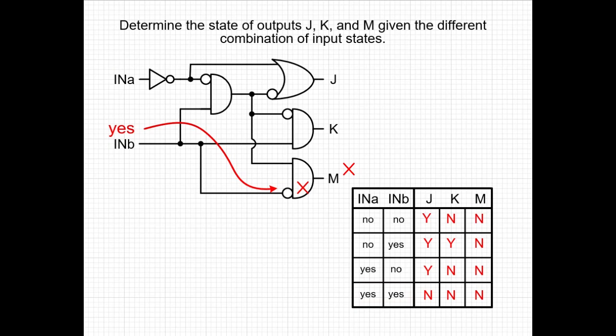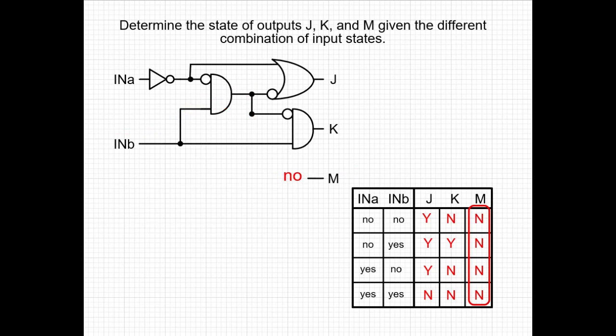I indicated in the previous session that there was something special about the M output. Note that when the B input is active, M is inactive. But when B is inactive, M is still inactive. In other words, no matter what the state of the B input, M is never active. We might as well have just tied the M output as permanently inactive.